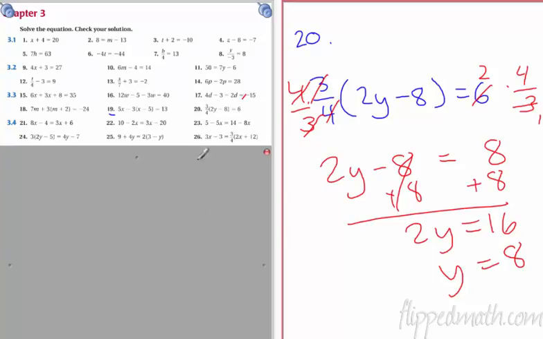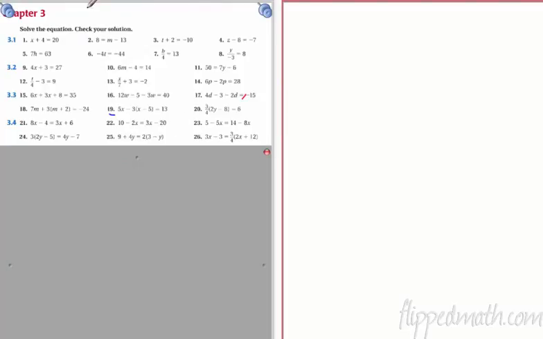And the rest of them look very similar. As I look at them, just make sure when you combine like terms, I see here number 16, 12w minus 5 minus 3w. Make sure that you subtract that 3w. That's pretty straightforward though. Let's go on to section 3.4. All right, 3.4. Let me find a hard one here. Let's start with number 22.